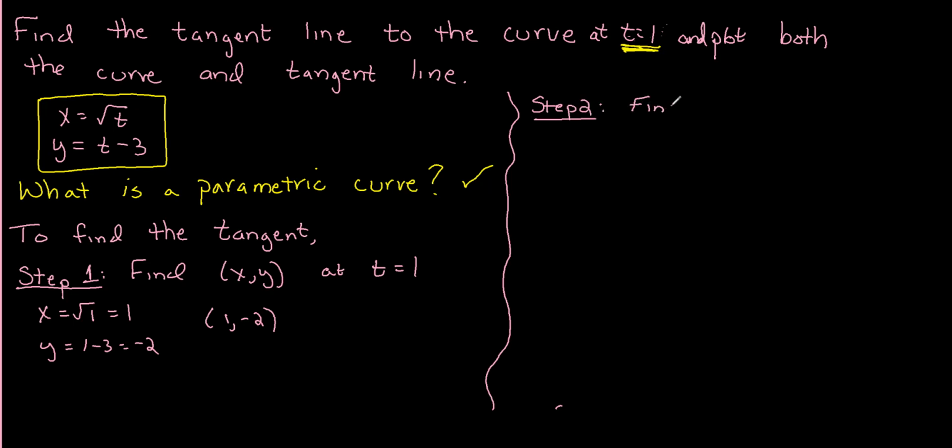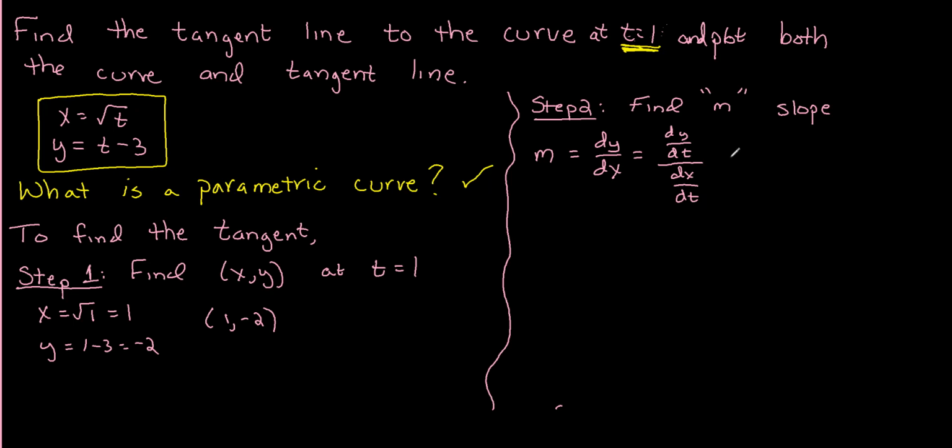Find your slope. When we talk about slope, that's our m. The slope of a tangent line is given by the derivative. So the slope is going to be dy/dx. Now, I don't really have dy/dx, but I can certainly do dy/dt all over dx/dt, and then I can evaluate that at my point t equals 1.